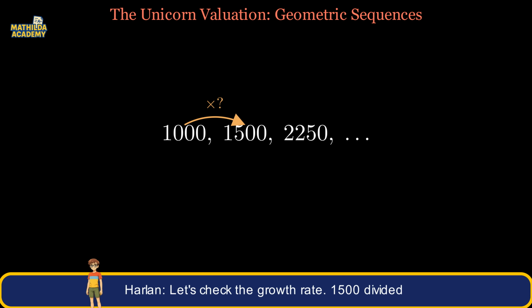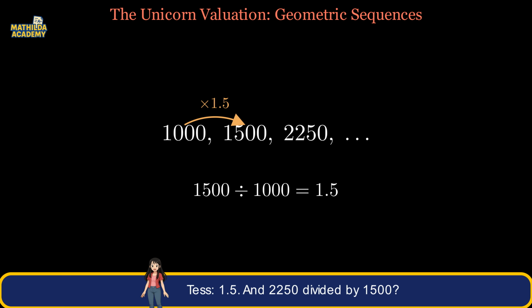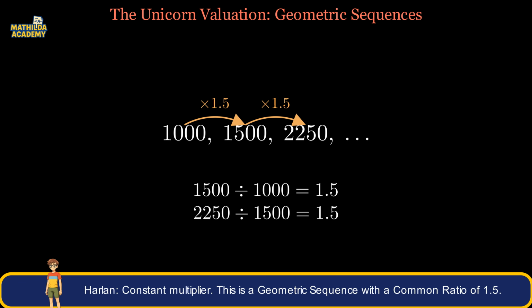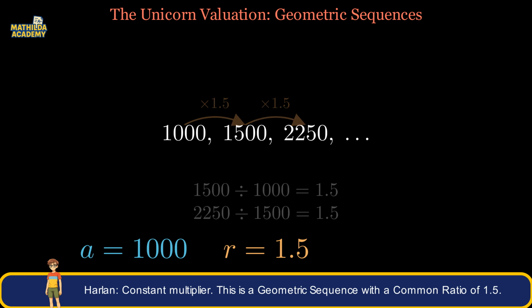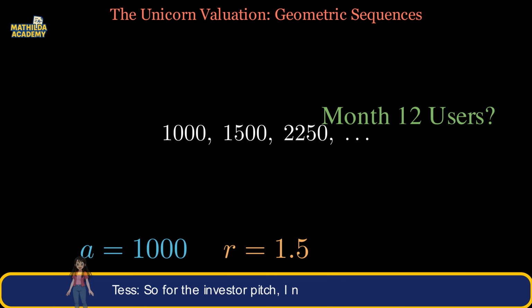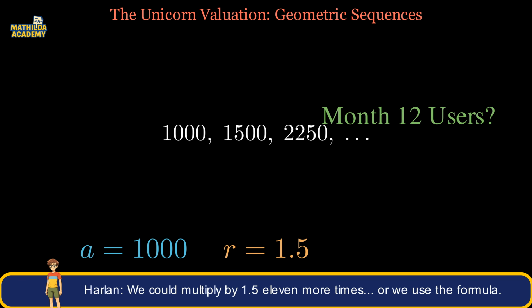Let's check the growth rate. 1,500 divided by 1,000? 1.5. And 2250 divided by 1500? Constant multiplier. This is a geometric sequence with a common ratio of 1.5. So for the investor pitch, I need the number for month 12. We could multiply by 1.5 11 more times, or we use the formula.